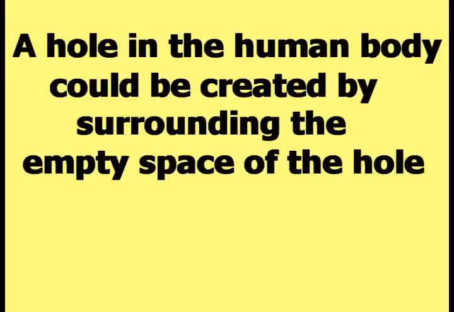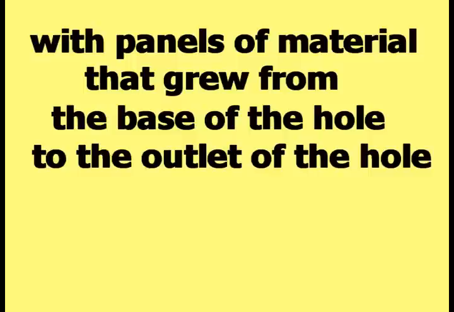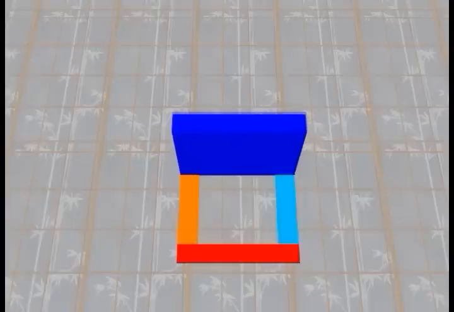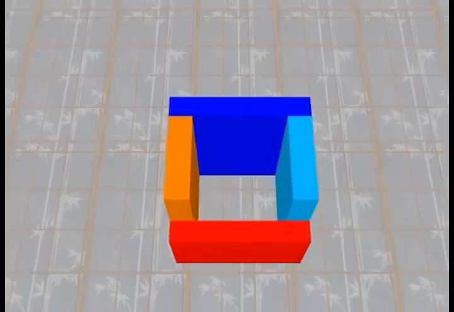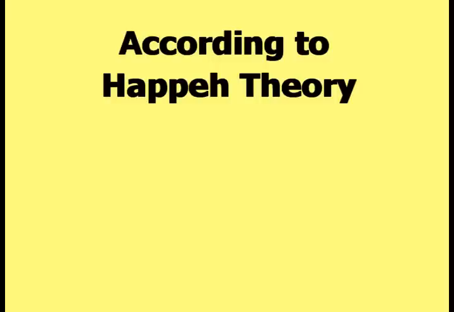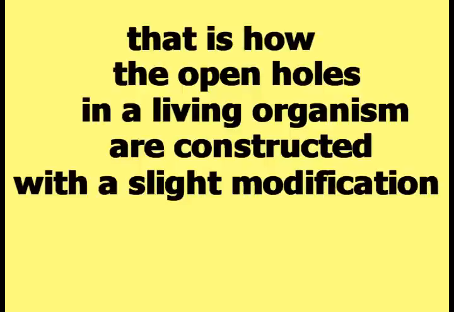A hole in the human body could be created by surrounding the empty space of the hole with panels of material that grew from the base of the hole to the outlet of the hole. This animation shows one panel at a time growing up from the base of the hole to the top of the hole until the hole is completely enclosed by the panels. According to Happy Theory, that is how the open holes in a living organism are constructed, with a slight modification.